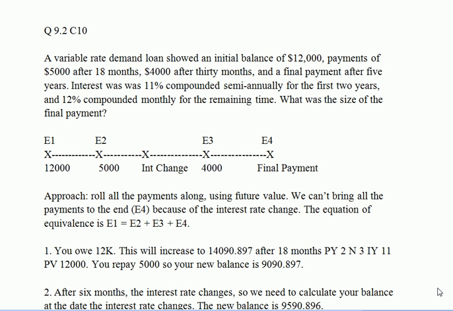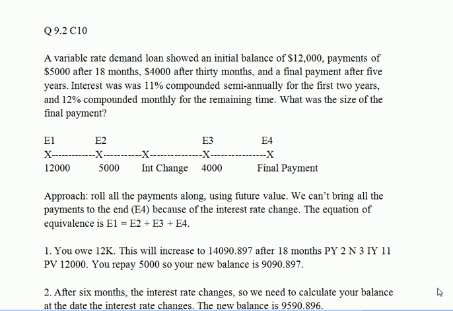This is the worked solution to question 9.2 C10 from the textbook Hummeldinger. And it's an interesting question because basically we could solve it a number of different ways.